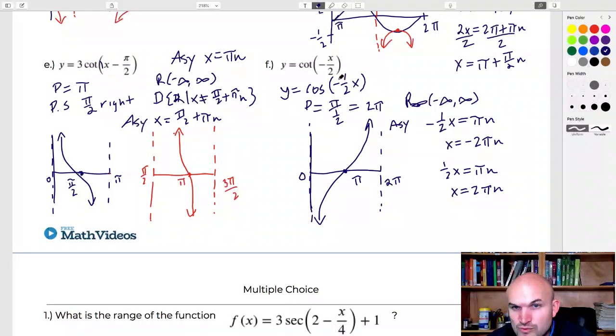If you want to just use whatever's inside the function and set it equal to your asymptote and solve, awesome. However, on a multiple choice test, this would probably be a more simplified answer that you would get. So you just want to make sure that you can convert from one form to the other.